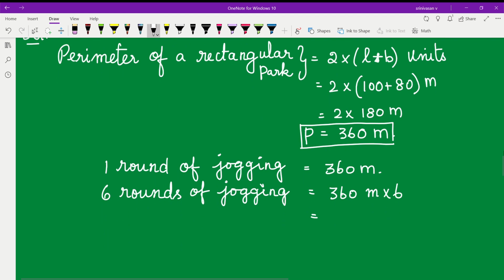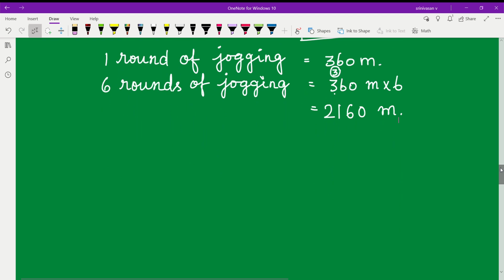6 zeros are 0. 6 6s are 36. 3 is the carryover. 6 3s are 18. 18 plus 3, 21. So the distance covered in 6 rounds is 2160 meter. Now we got the distance covered in 6 rounds. And here the speed is given 9 km per hour.